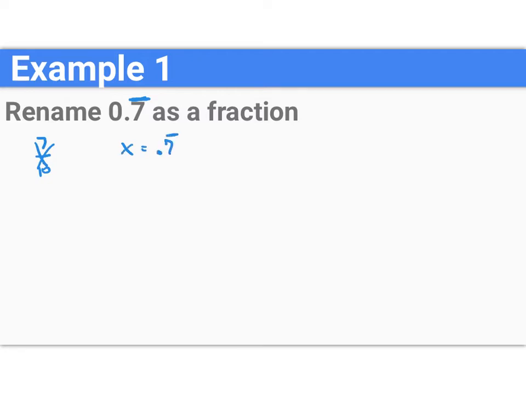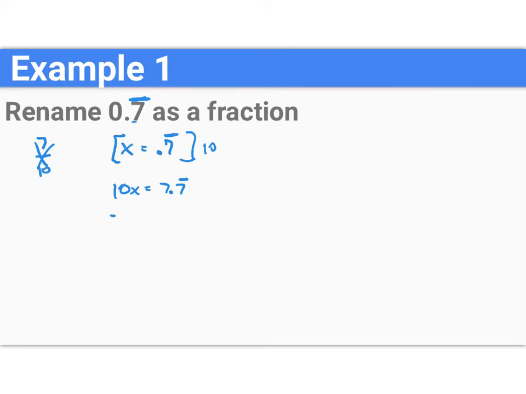0.7 repeating. And then we're going to multiply by the place value. So we're going to multiply both sides, 7/10. We're going to multiply by 10 on both sides. So you get 10x equals 7.7 repeating. All right, so we didn't change anything. We multiplied by the same thing on both sides.